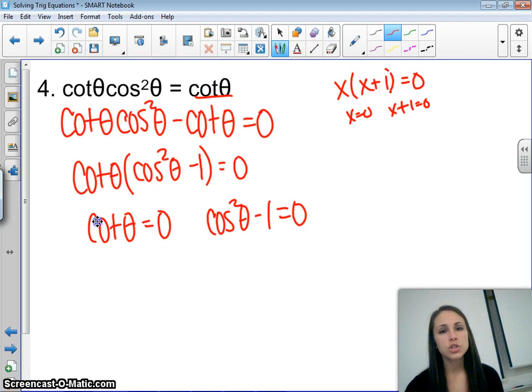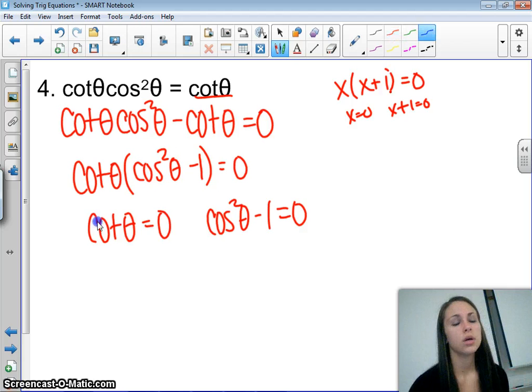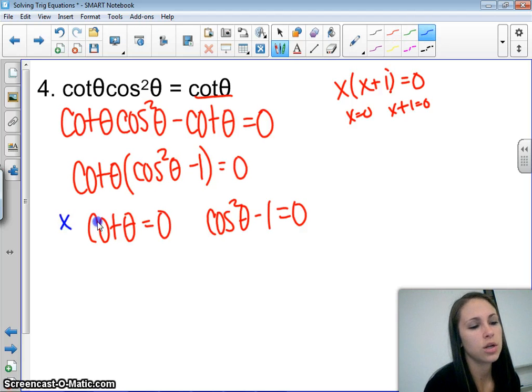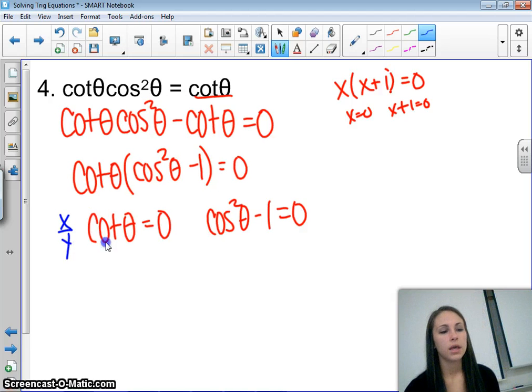Now, cotangent is sometimes easier to work with than just changing it to tangent. So I'm just going to look at cotangent. I know cotangent is x over y. And so if I'm looking for where this equals 0, then I'm looking for where this fraction, the x over the y, is 0. And the only time a fraction is going to equal 0 is when the x coordinate is 0.